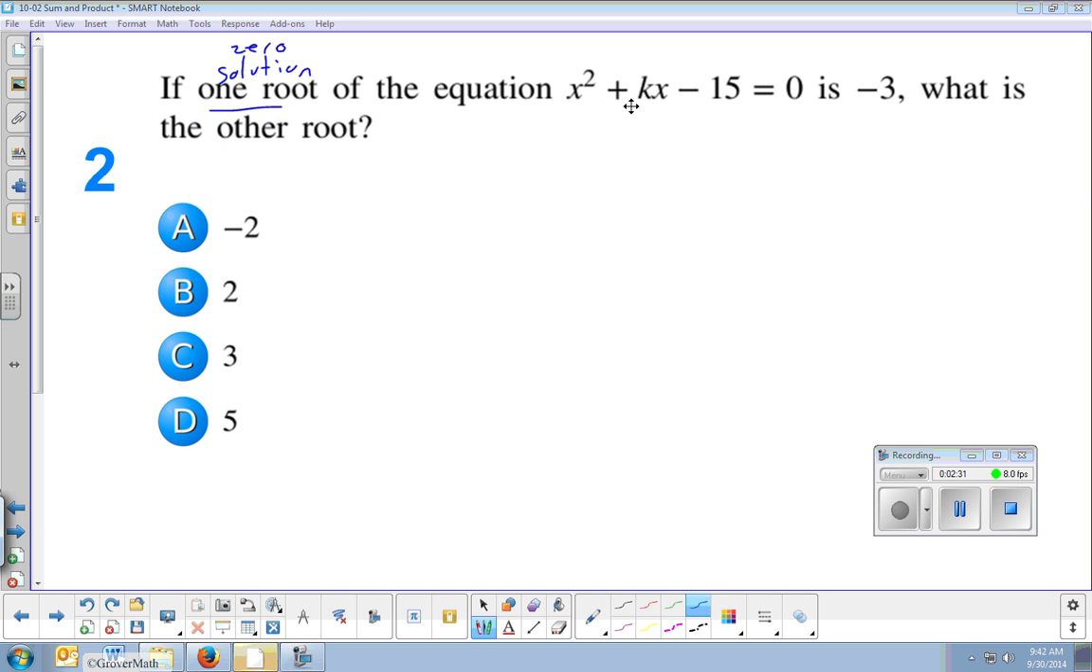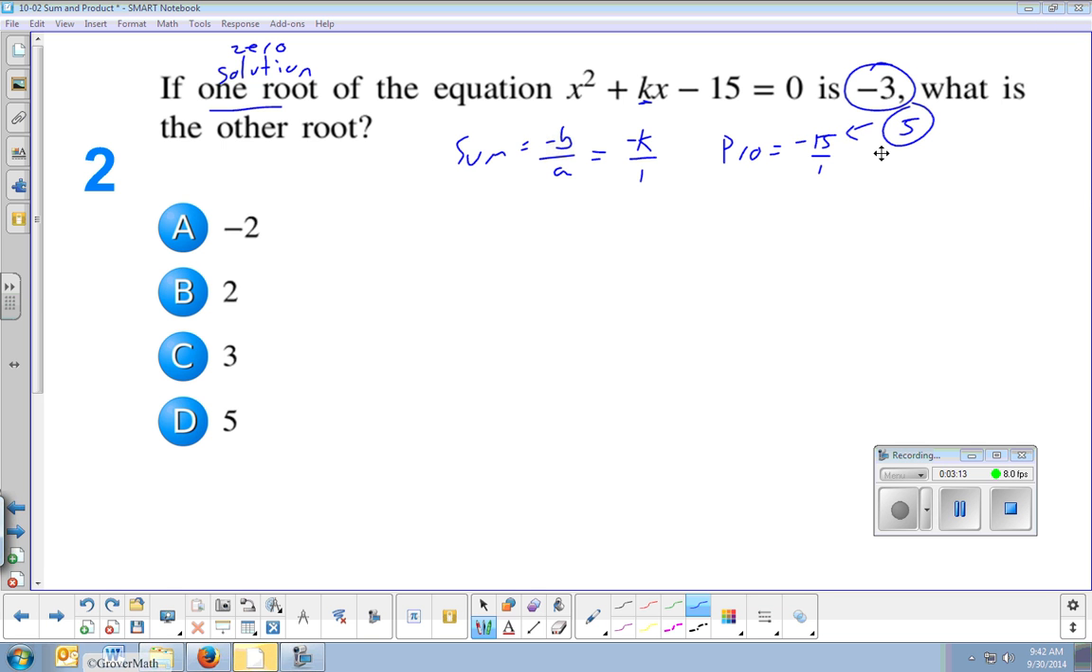And so what you want to use here is the sum and product. Now the sum is negative b over a. In this case, that would be negative k, this is acting as the b term, which we're missing, over 1. And that's not really helpful. But the product of the roots would be negative 15, which is our c, over 1. And this is useful because the product of the roots is negative 15. That means my two roots multiply to negative 15. So if one of them is negative 3, the other would have to be positive 5. This way, their product is negative 15.